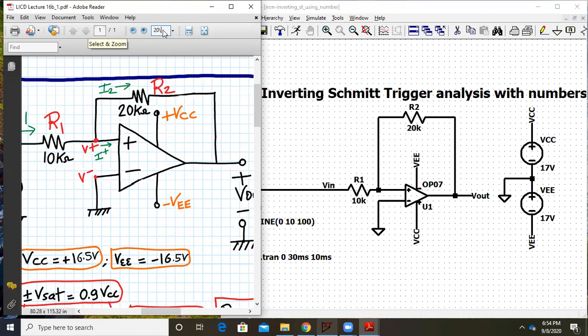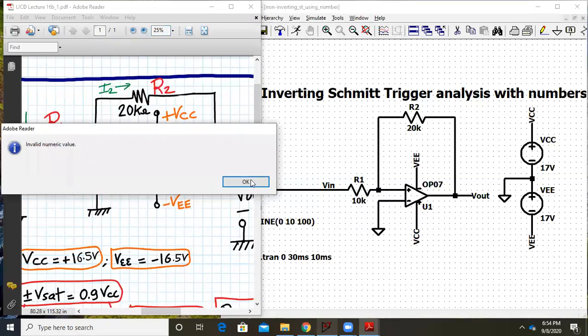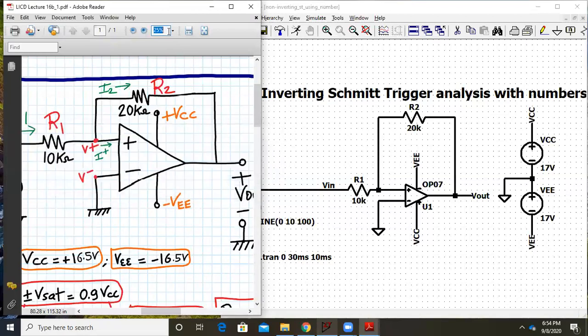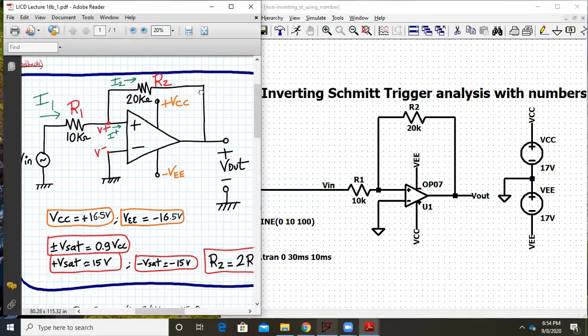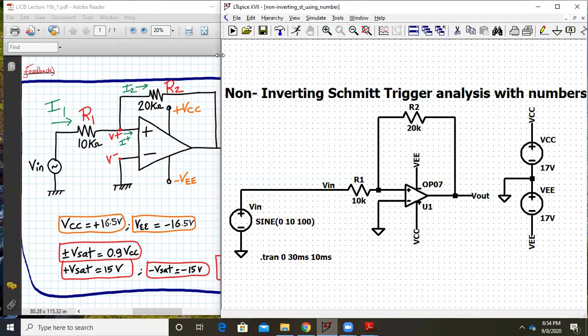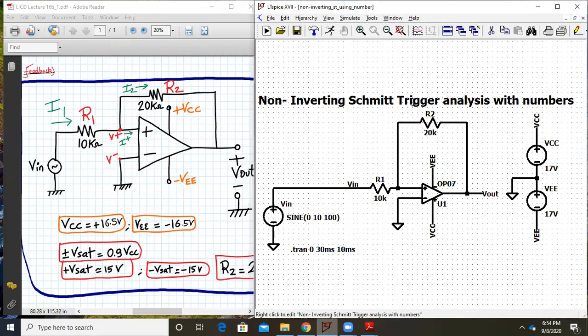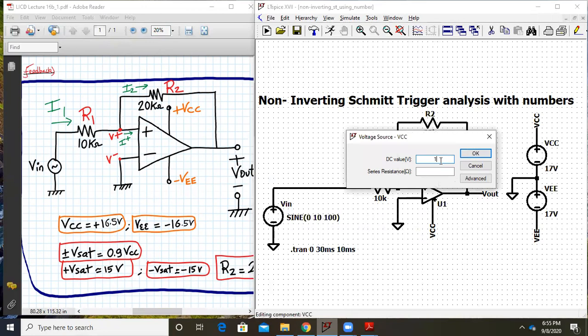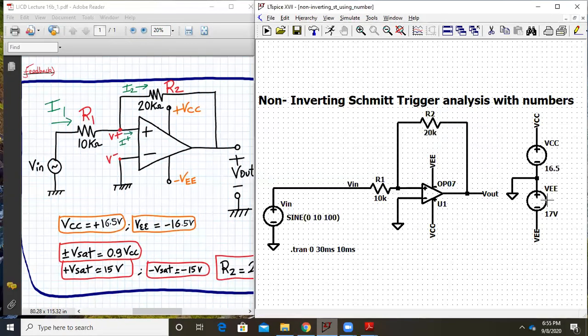Okay. So it's loading a bit. Okay, I have to write here 20. Yeah. So right now the circuit to your left hand side and the circuit to your right hand side are one and the same. As you can see, R2 is 20K, R1 is 10K. Op-amp is selected as OP07 with supply of plus or minus 16.5 basically. Yeah, we have considered 16.5, so we'll consider here also 16.5.